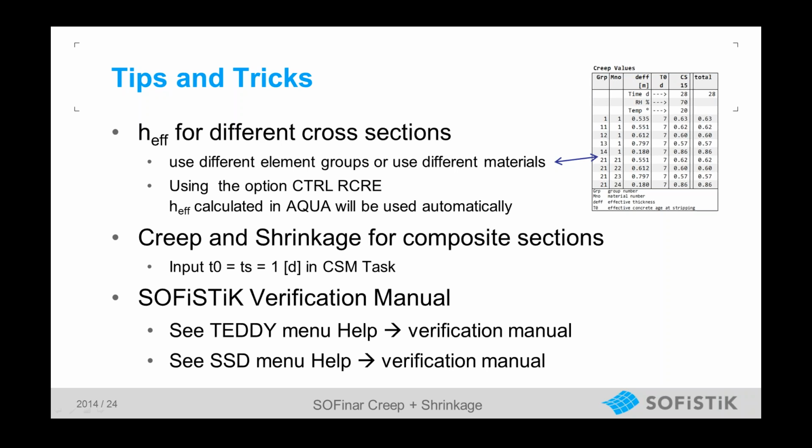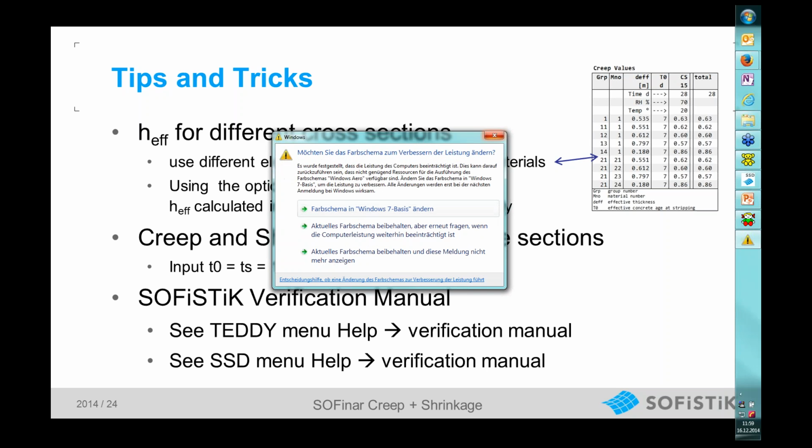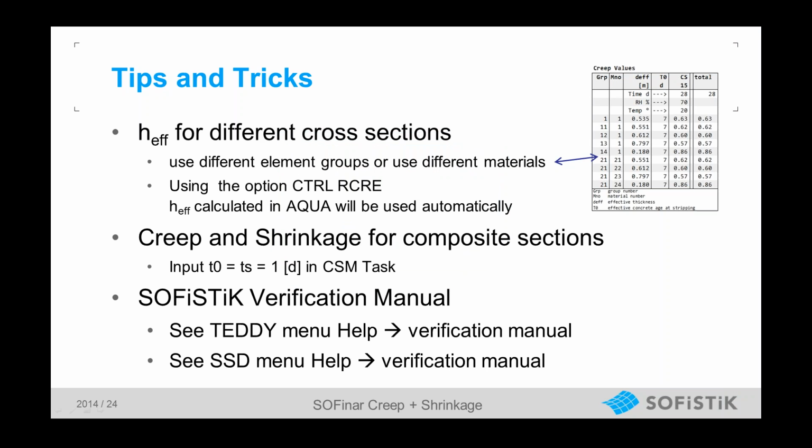If you go for control real creep, the second line here, the effective height is calculated for every single cross-section in Aqua automatically and will be also used automatically. So you don't have to care about that later on. But there are two differences. So this is very important.